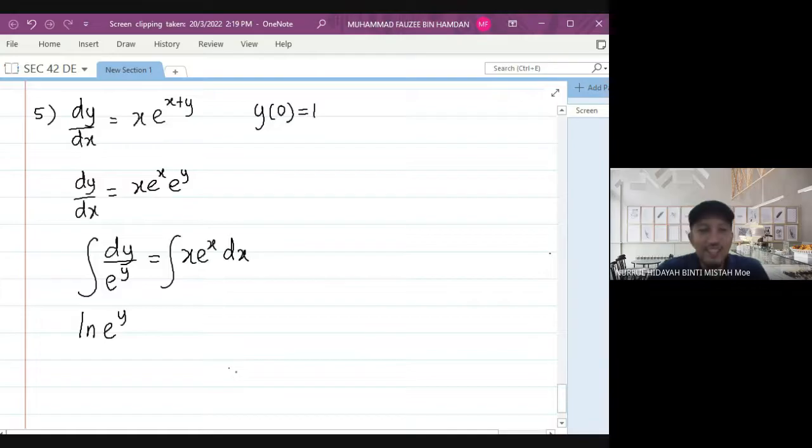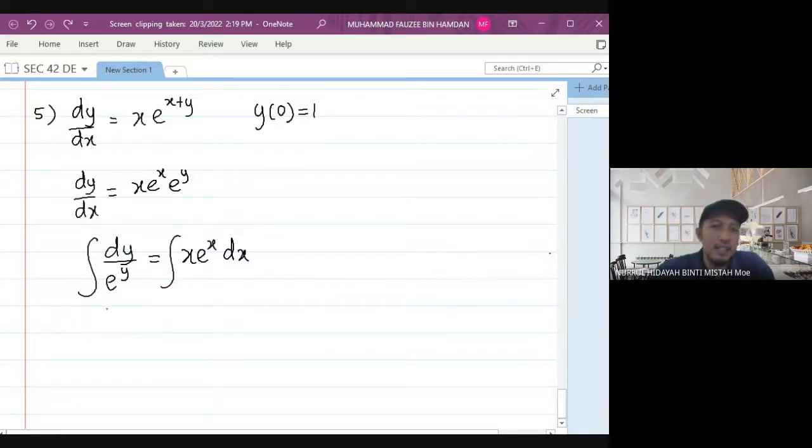Not good. Aduh. Alamak. Nasib baik saya tulis benda ni. Bagi korang fikir. This is wrong. Jangan ingat apa yang bahagi je, dy per je terus jadi ln. Jangan macam tu.